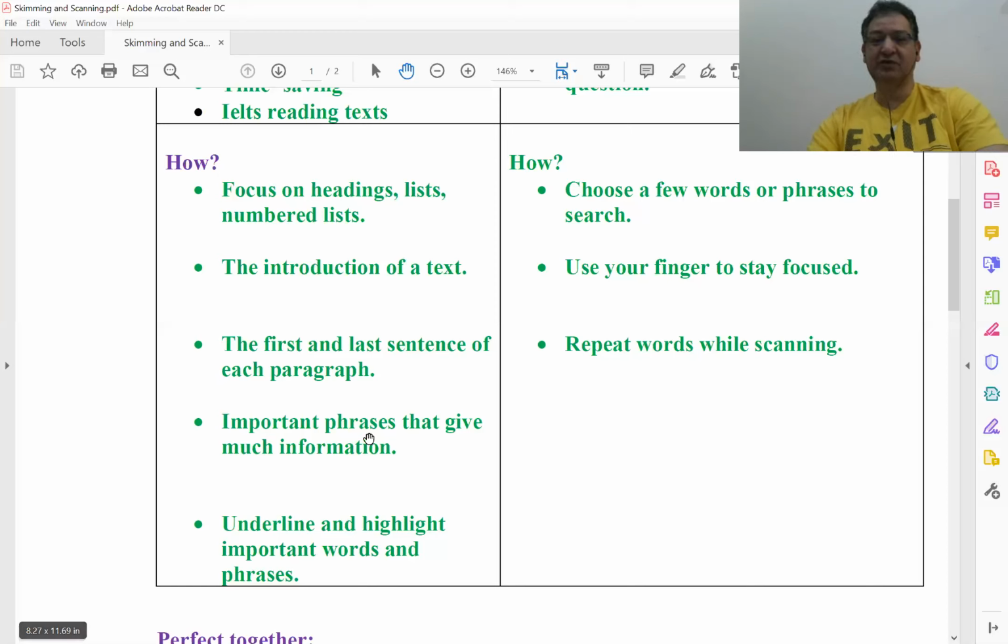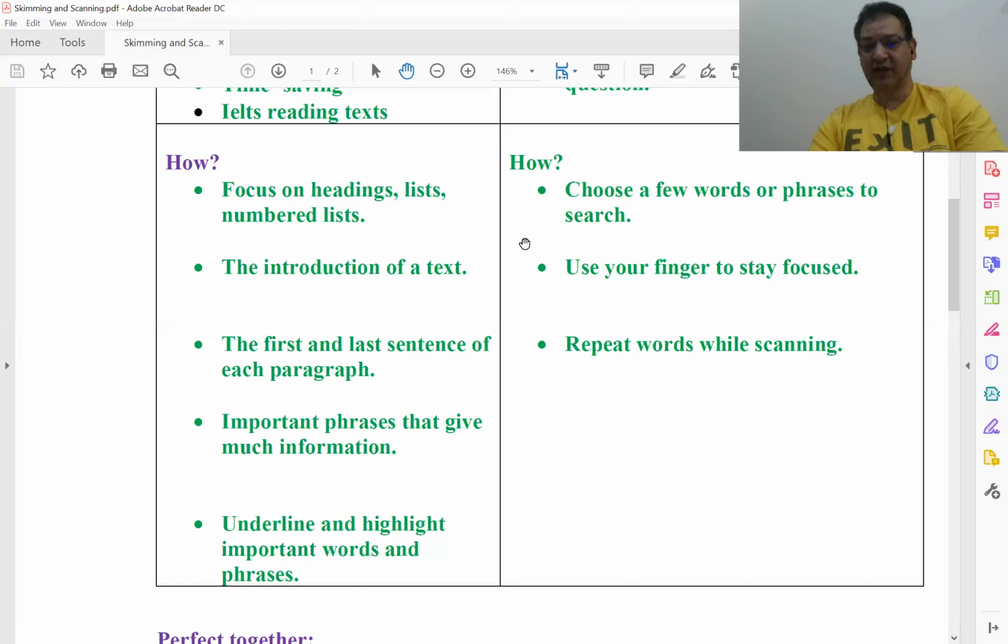Now, how do you do scanning? Scanning, as I told you before, means you know what you are looking for. As long as you know what you are looking for, you are going to choose a few words or phrases to search. For example, you have a question. In this question, you have main words, or the most important words. You can bear these words in mind. So you choose a few words or phrases to bear in mind. Then you start scanning the text quickly to find these words.